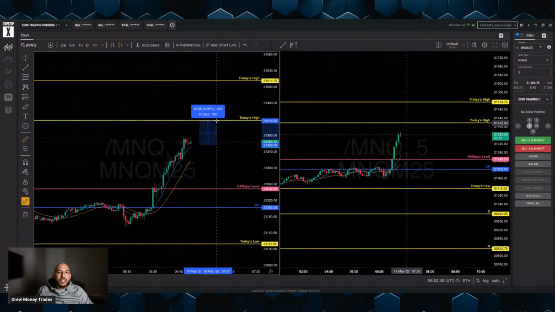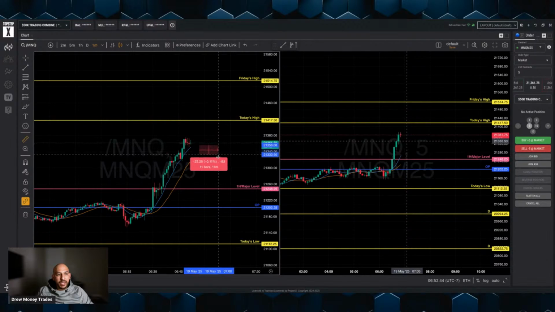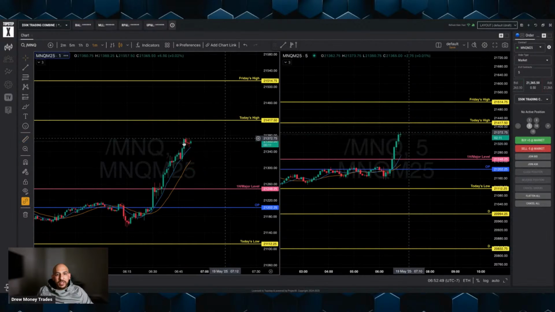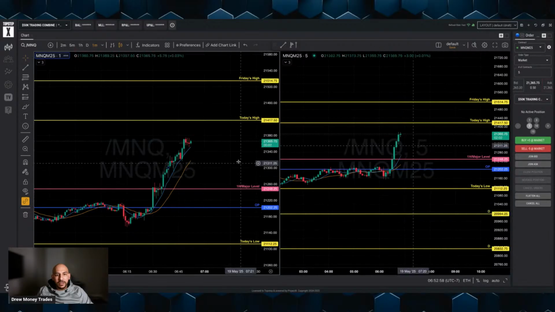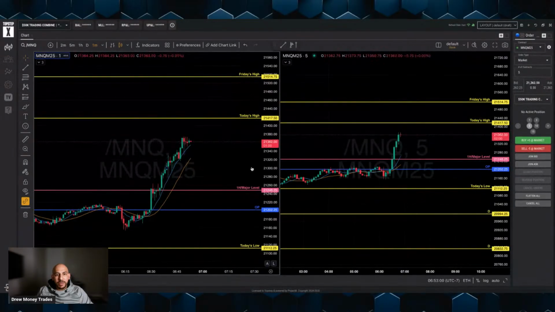This is 60 points away. If it rejects, it comes back down, it's gonna stop me out, and that was my bad for getting into that trade. So it doesn't have enough room for me to get into that trade. So I'm gonna stay out of the trade.